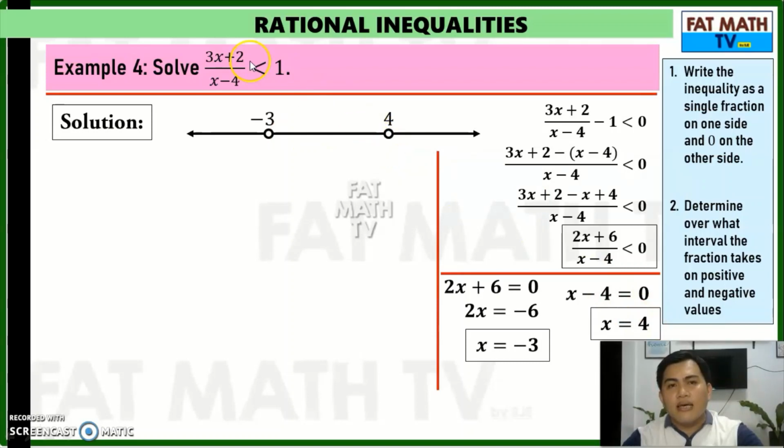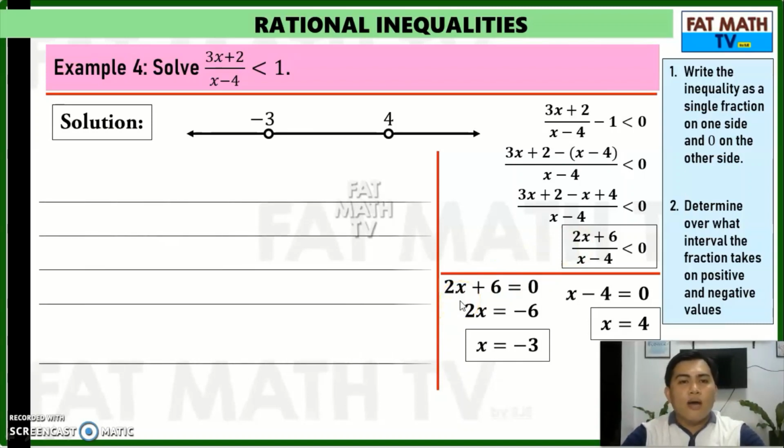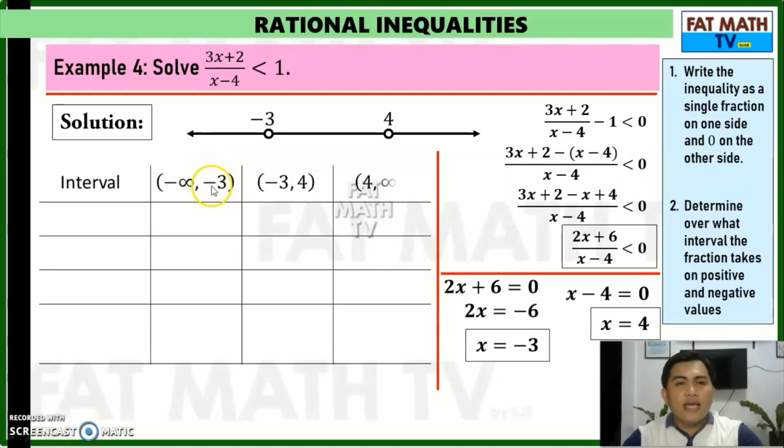And since this is strictly less than 0 here, 2x plus 6 over x minus 4 is strictly less than 0, then we will have a hollow circle for negative 3. And of course, for 4, hollow circle, because that will make the rational expression undefined. Okay, so with those two numbers, what are the intervals that are formed? We have negative infinity to negative 3, negative 3 to 4, or 4 to infinity. Or that is all numbers less than negative 3, all numbers between negative 3 and 4, and all numbers greater than 4.